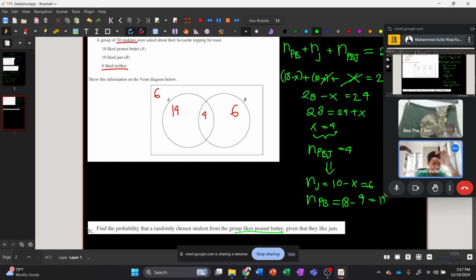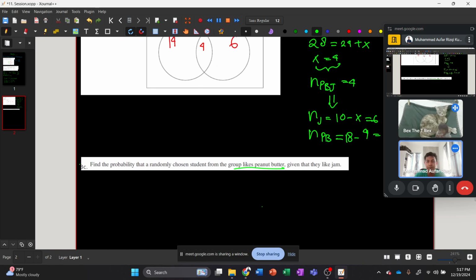So from 30 students, we pick people who like jam, given that they like jam, right, from the question. And then from that group of people who like jam, we want to know how many like peanut butter. That means the 100% is the jam. And then from those who like jam, how many like peanut butter. So the percentage will be how many, Bex? 40%. Can you do the fractions first?